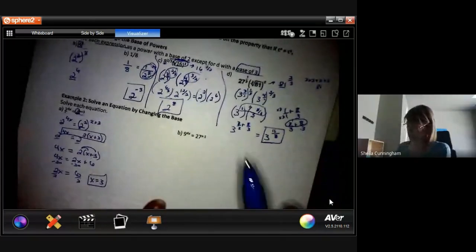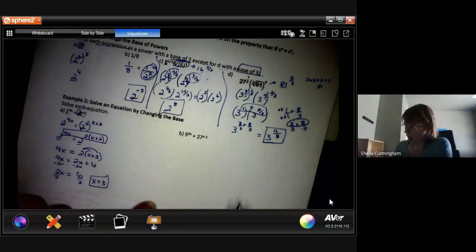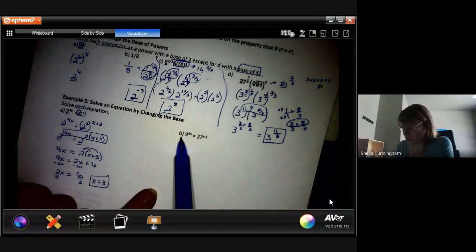Okay, so let's take a look at the next one then. You've got 9 to the power of 4x is equal to 27 to the power of x minus 1. Same scenario, right? You've still got to try and figure out what is a common base that you're contending with. I look at this and go, well, 9 and 27.